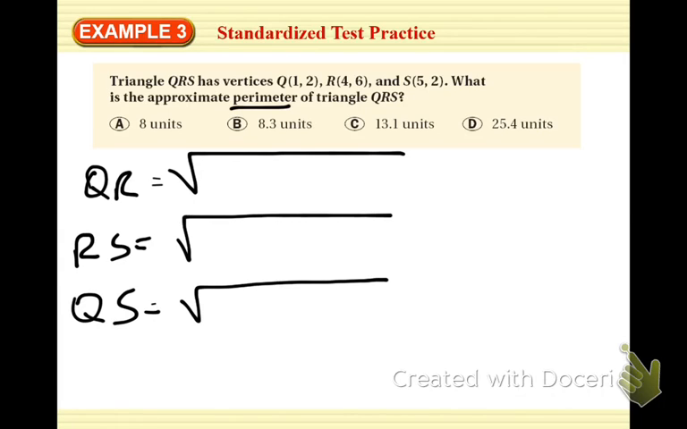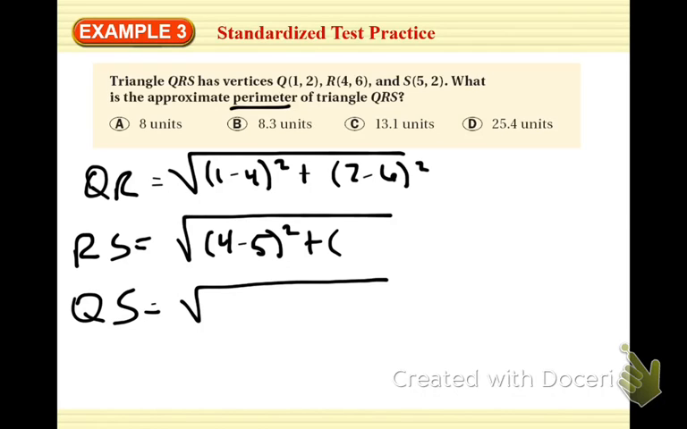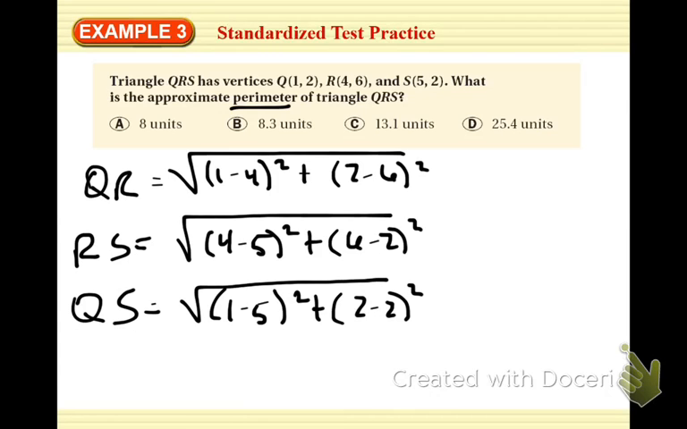Distance formula says subtract the x's. So for QR, we're going to do 1 minus 4. Subtract the y's, which is going to be 2 minus 6. Square them, add them, and then square root. Okay, and so I'll show these numbers plugged in. So it should be 4 minus 5 squared plus 6 minus 2 squared. And then for QS, we're looking at 1 minus 5 squared plus 2 minus 2 squared.